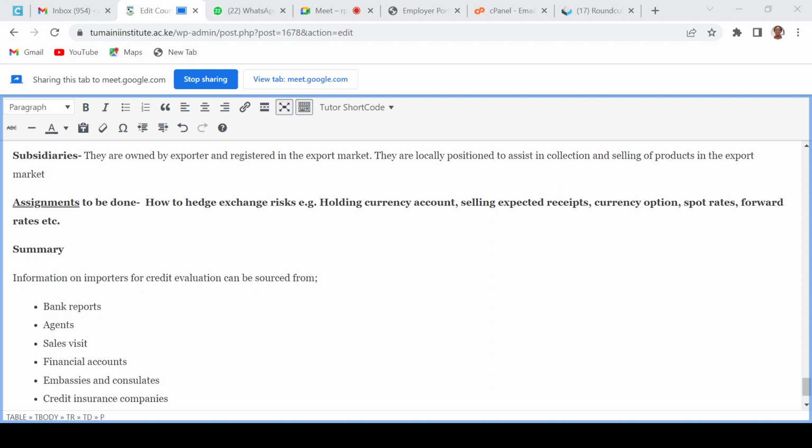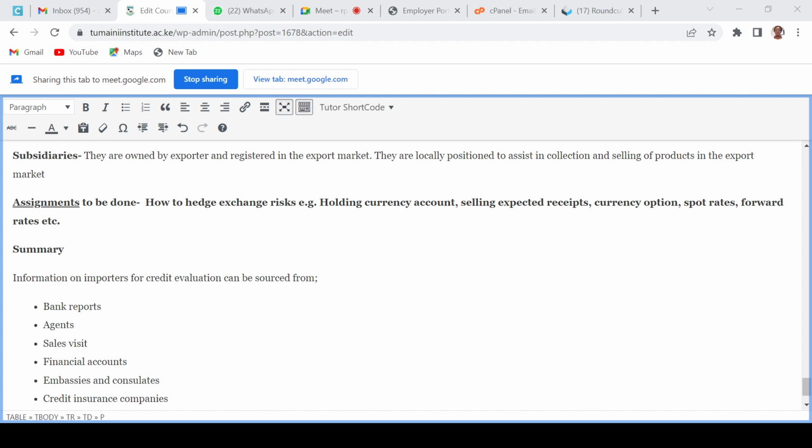Then we also do what we call selling expected receipts. You decide, I'm expecting this money to come, let me get the money right now, and I sell it at a discounted rate. That is also a way, what we call factoring. You can factor the amount you expect to cover yourself from the exchange risks that may come your way.